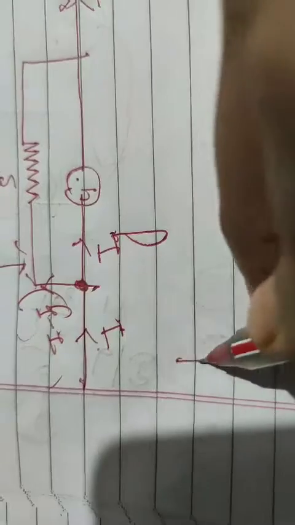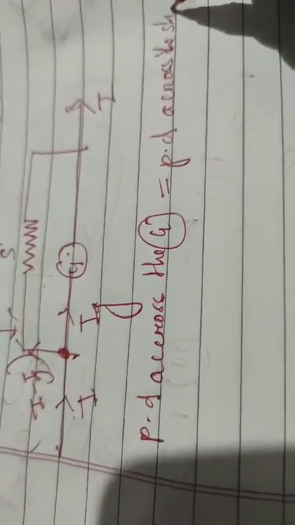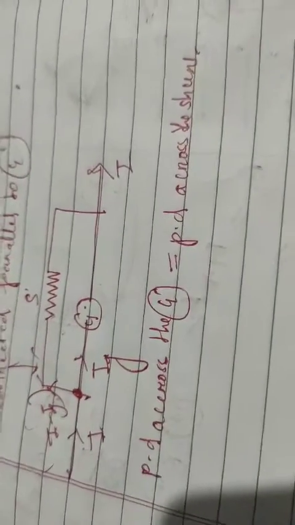So let us check it out. First you have to remember, student, that the potential difference across the galvanometer should be equal to the potential difference across the shunt. This is the concept which you have to remember. And if you want to remember the definition of the ammeter, what is that? It is a device which is used to measure the current through a given circuit. Clear? So let us focus on the derivation.